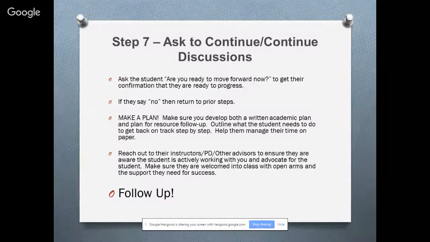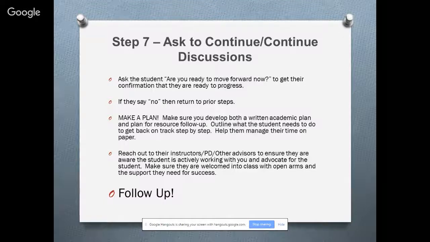Now, here is the step where it's really important to make a plan. So making sure that you have developed both a written academic plan and a verbal plan for resources and follow-up. It's so important. If the student doesn't have written down piece by piece what they need to do, whether that's going through Canvas and identifying what assignments they need, working with their program director and instructors to know specifically exactly what assignments need to be completed for that student to get caught up, and coming up with a time breakdown of when they need to get those done. Because we know the best way to eat an elephant is one bite at a time.